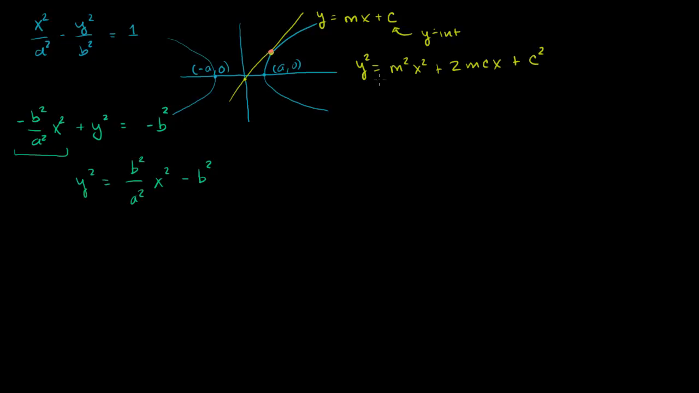So in order for them to intersect, they both have to be at the same place at some x and y. So we can set this y squared being equal to that y squared, and then try to solve for the x. Obviously, we won't be able to solve for the x because there's so many variables. We can find a relationship between this a, this b, this m, and this c. So there's only one point of intersection, which by definition, would have to be at the tangent point. So let's do that. So we have m squared x squared plus 2mcx plus c squared is equal to b squared over a squared x squared minus b squared.